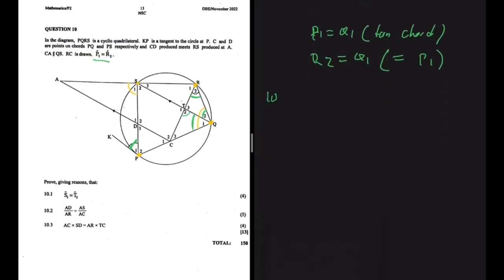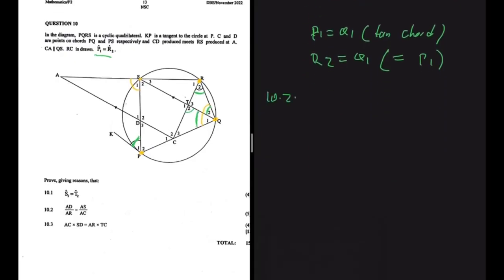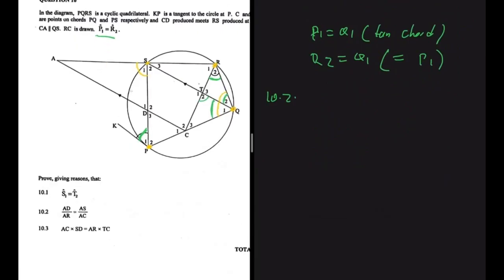So we are at 10.2 now. 10.2 is saying that let's prove, given reasons, that AD divided by AR is equal to AS divided by AC. So let's go and look at those lines and see what's happening. Are we going to use parallel lines, or do we have to prove that certain triangles are similar to each other? Let's go to our sketch.